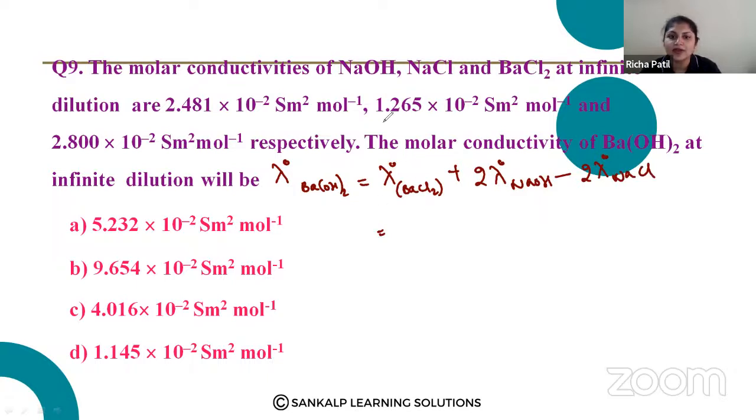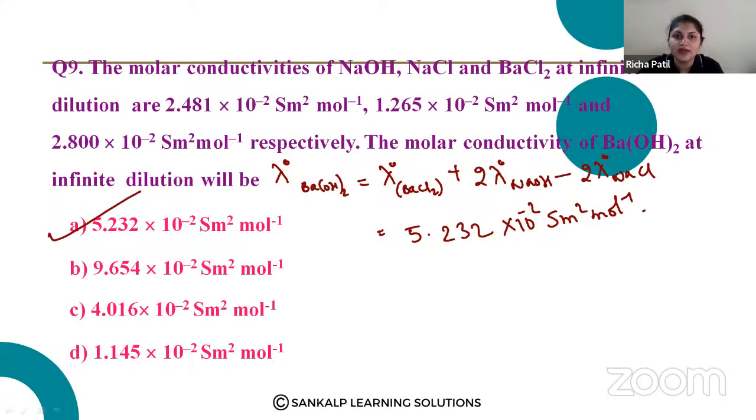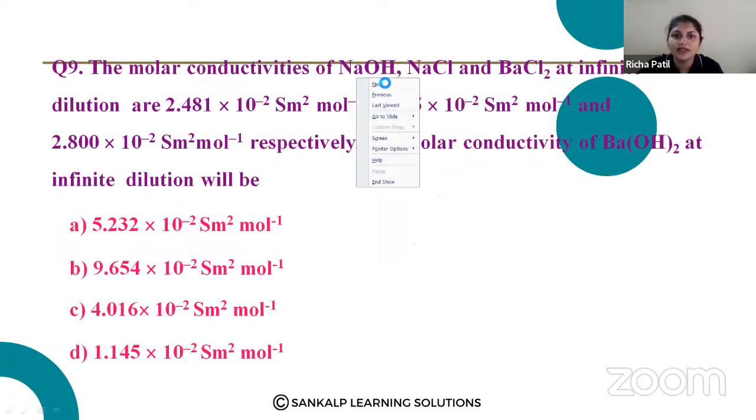Substitute the values, which are given above, and tell me the answer. Yes, the answer is A. After substituting, you will get 5.232. Just write it and you will get the answer. I hope you have understood it. Okay, we'll go for the next one. We have solved this type.